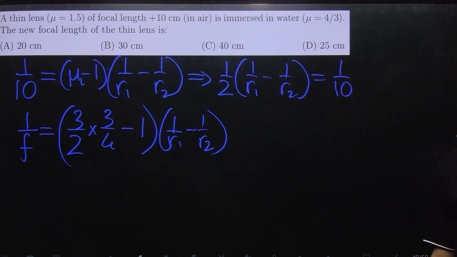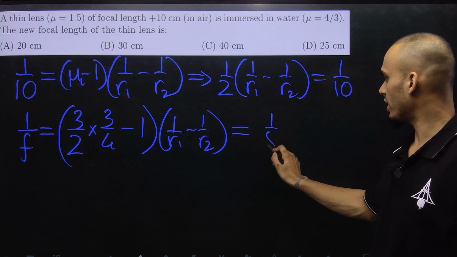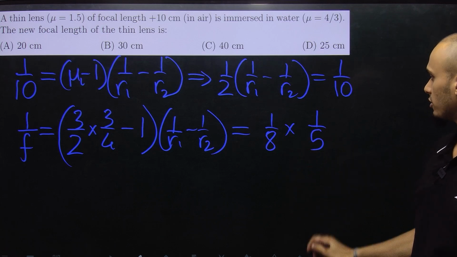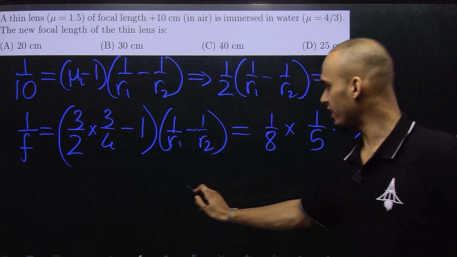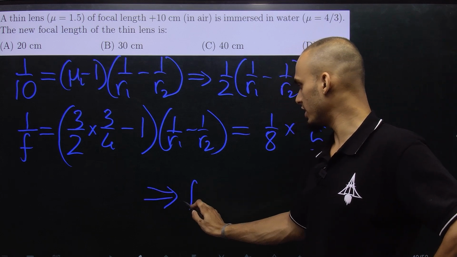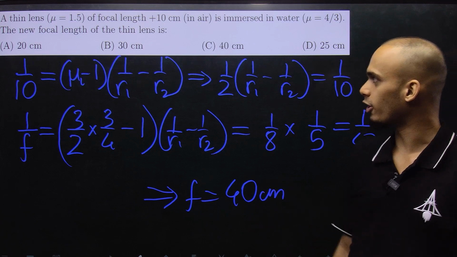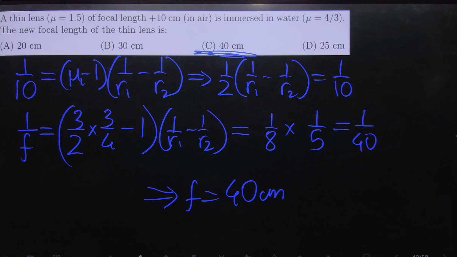3 by 2 divided by 4 by 3 is 9 upon 8, minus 1 will be simply 1 upon 8. So it will be 1 upon 8 into this value, which is 1 upon 5. So this will be 1 upon 40. So the focal length will simply be 40 centimeter. Again, if you apply the lens maker formula twice, you will easily get the matching option.